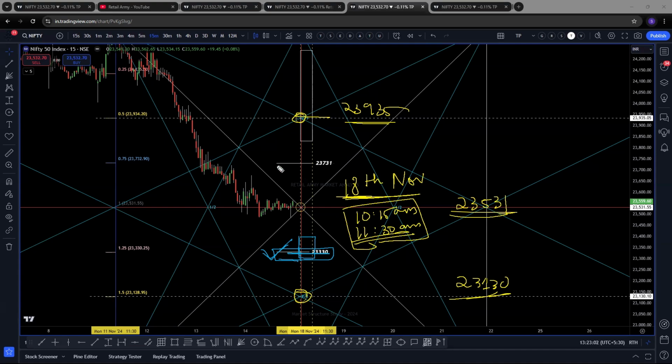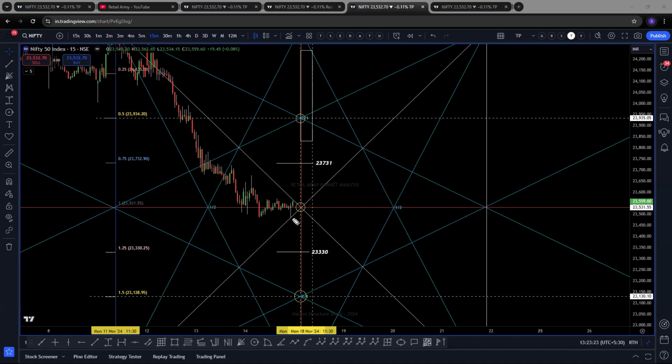Now, there are smaller levels even from this level, 23,730. I will update that in the live market if necessary, but right now it's not necessary. There are smaller minor levels here and here, so I'll keep you updated in the live market. Right now, these are the levels you need to focus on, and I have told you the time zone also. So let me just give you an example.